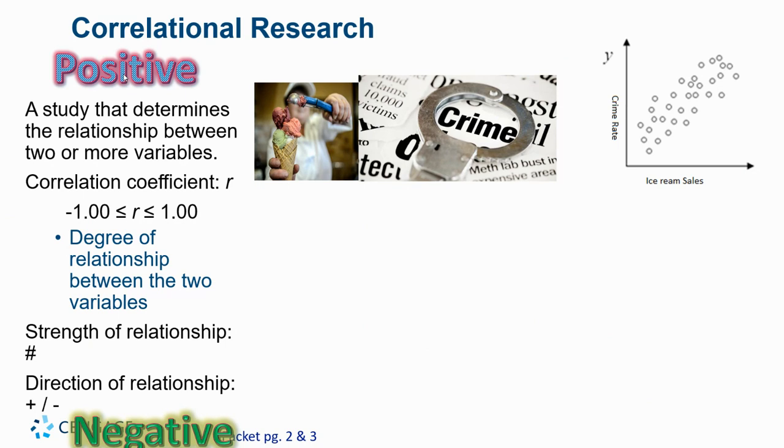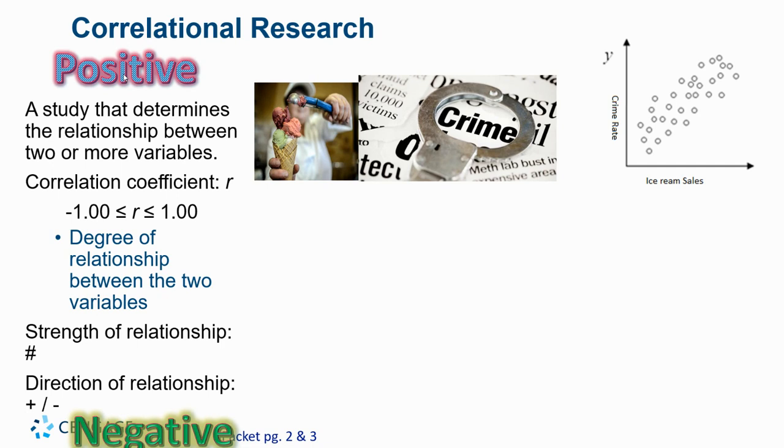Now, some examples here. The number of ice cream sales in any given city are correlated to the crime rate in that city. That's a real correlation that exists in life. The more ice cream gets sold, the higher the crime rate. This is a positive correlation because they're both going in the same direction. The more crime rate, the more ice cream sales. And when ice cream sales go down, the crime rate goes down as well.